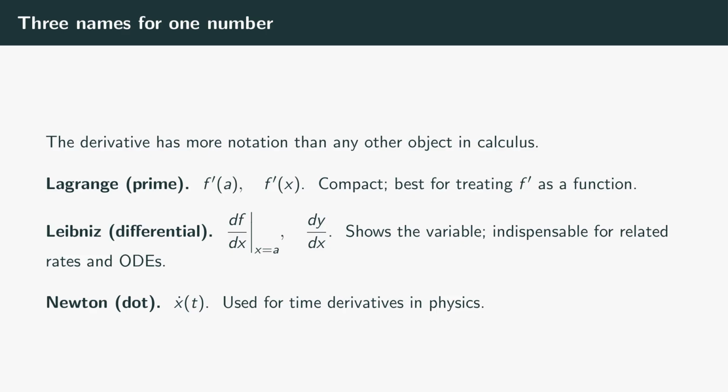Second, Leibniz's notation. df over dx, or dy over dx if y is f of x. To indicate the value at a particular point, you bar the expression and write x equals a underneath. Heavier on the page, but it pays for itself the moment you do multivariable calculus, related rates, or differential equations, because it shows you what you're differentiating with respect to. Third, Newton's dot notation, x dot for the derivative of x with respect to t, almost exclusively used by physicists for time derivatives. All three refer to the same number. The skill is reading any of them.